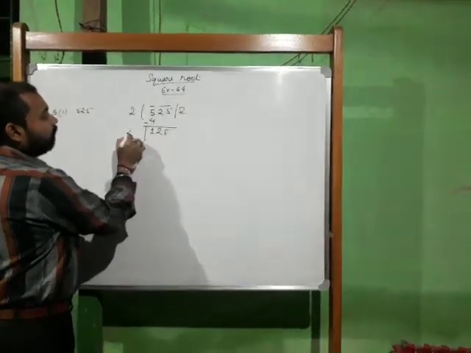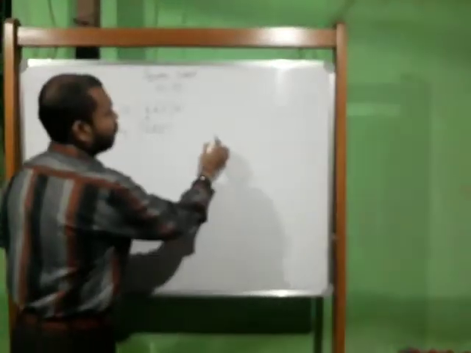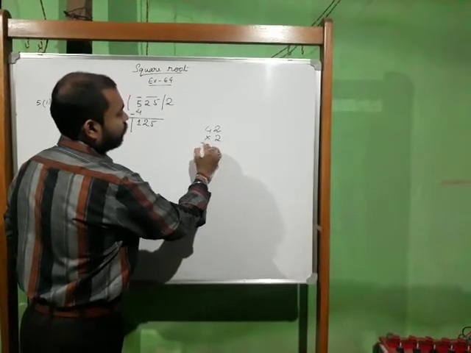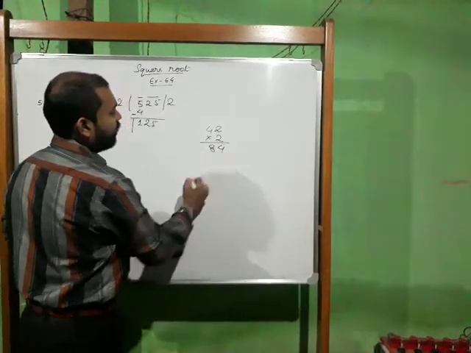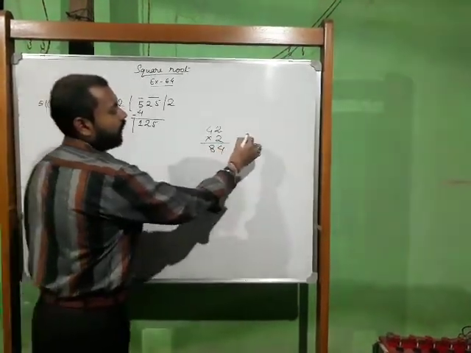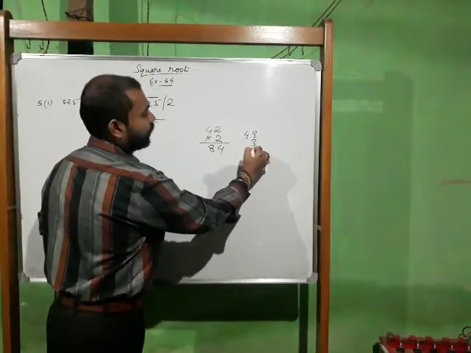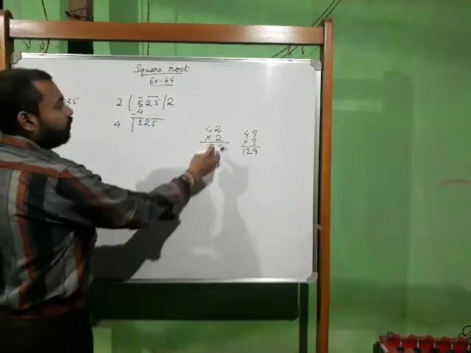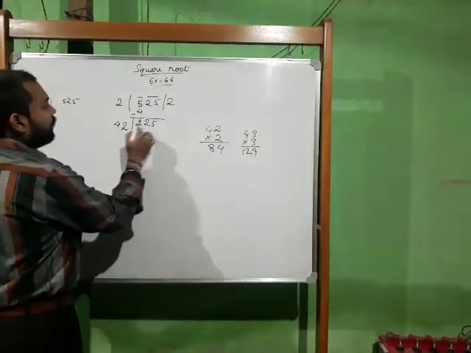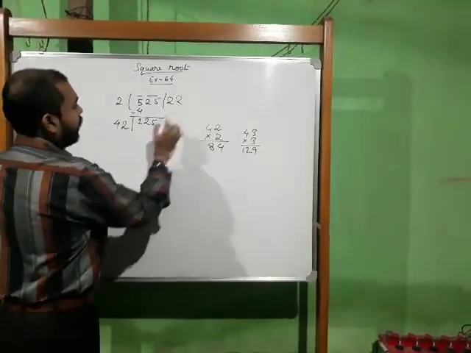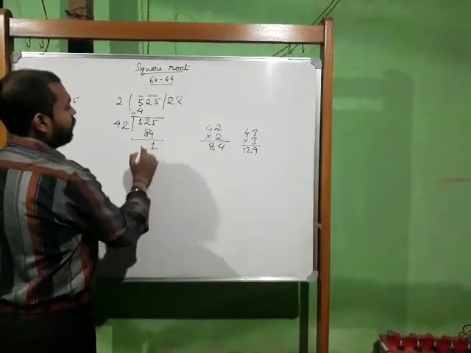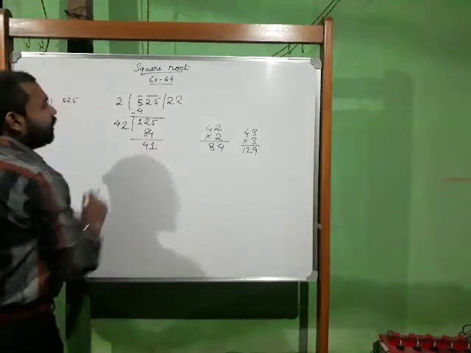2 double, it is 4. Now with 4 what will you multiply? So 2 4s are 8, 84. Now try 43 into 3. 3 3s are 9, 4 3s are 12, 129. So let us take 2. If I take 2 here, it is 84. 5 minus 4, 1. 12 minus 8, it is 41. So 41 is the remainder.